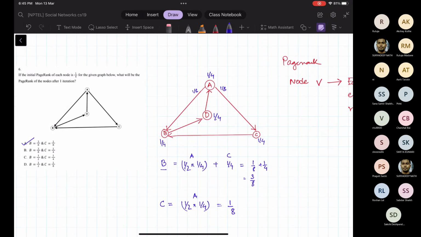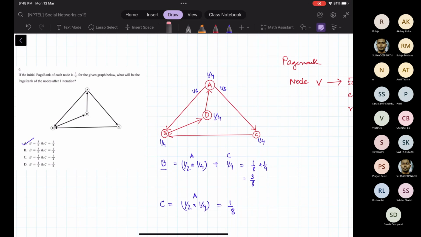A divides its page rank equally to B and C, and C gives its entire page rank to B. So B has two components. It receives half of the page rank of A and the entire page rank of C, half because A has two neighbors, and the entire from C because C has only one neighbor. Half of 1/4 is 1/8, and from C it receives 1/4. Adding up, B's page rank turns out to be 3/8.